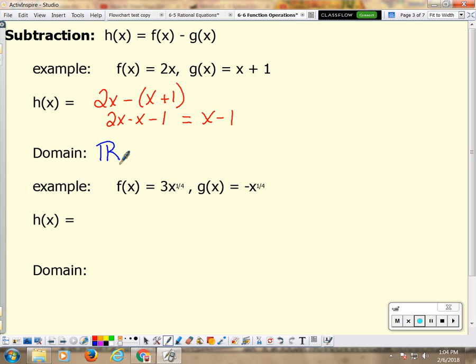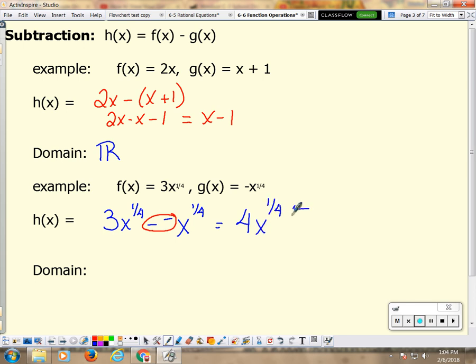Now in the bottom example, we're going to take the f of x, which is the 3x to the 1/4 power. And we're going to subtract the negative x to the 1/4 power. Now, ladies and gentlemen, we've done this often enough in life. What is a minus and a negative together? It's a plus positive. So when I add these guys together, I'm going to get 4x to the 1/4.